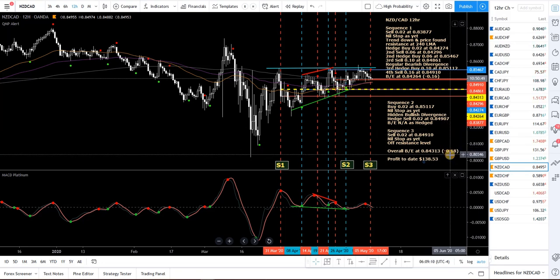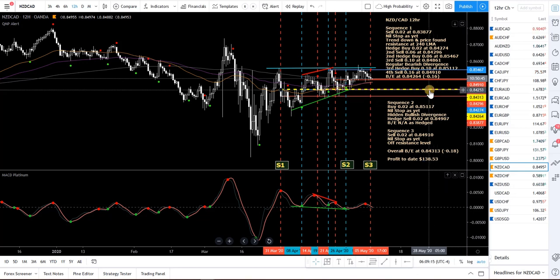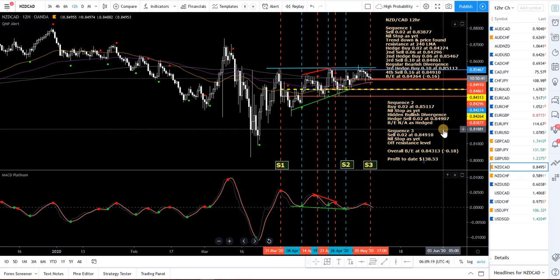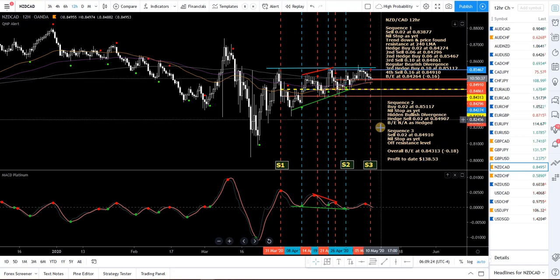And so that gives me an overall break even of 84313, which is the top yellow line. They're just about on top of each other. The two numbers are only 5 pips between them. So we've got to just force down a little bit, see if we can clear some of these trades. That's the New Zealand CAD, all a little bit ugly and disgusting looking, the chart. Not as ugly and disgusting as this next one, New Zealand Swiss.